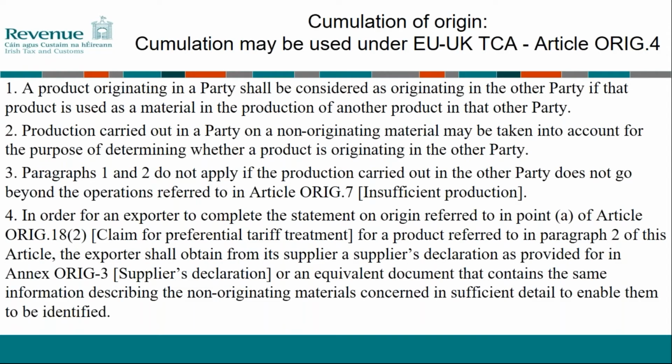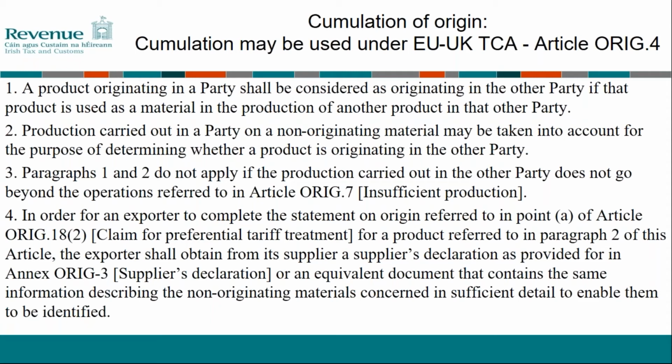So just in terms of accumulation of origin, if anyone's read the TCA, this is the way the article sets out, and that's the article Origin 4, and it's listed there. What it actually outlines is that under accumulation, under the TCA, a material or product originating in the UK under the rules of origin can be considered as wholly obtained in the EU when used as a material for the production of a product in the EU or Ireland, once it goes beyond the insufficient working or processing. So that final product could acquire EU preferential origin under the TCA, and the preference can be claimed on import into the UK. And similarly, obviously, the reverse would apply.